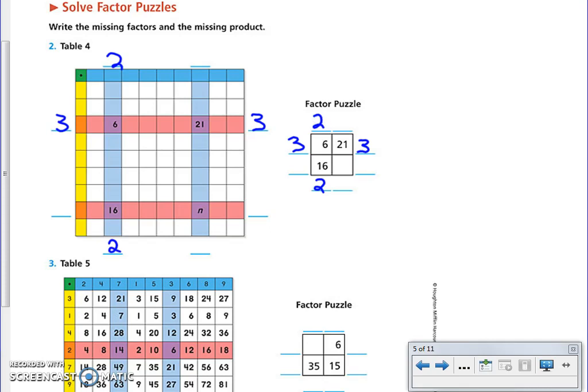I can then continue and do the same thing. Now, I can go here and decide 3 times what number is 21, or I can go down here and go 2 times some number is going to equal 16. Either way works because you're going to have the same final answer. So 3 times 7 is 21. Again, use a table if you need to. That means 7 goes here and here because that is the 7 multiplication factor.